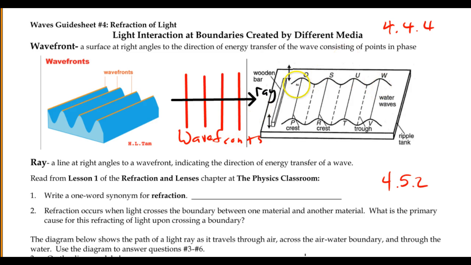Okay. Now here's a picture of a ripple tank where you're generating waves just by pushing on a bar, and notice those are the wave fronts there. And again, if we wanted to turn that into a ray, we would make a line perpendicular to it, something like that.